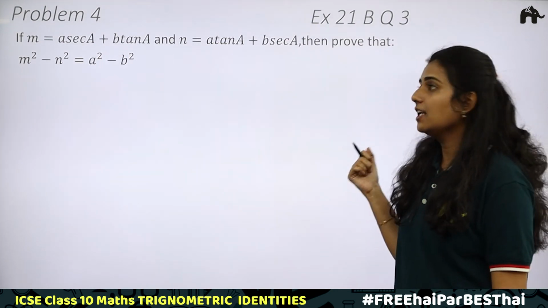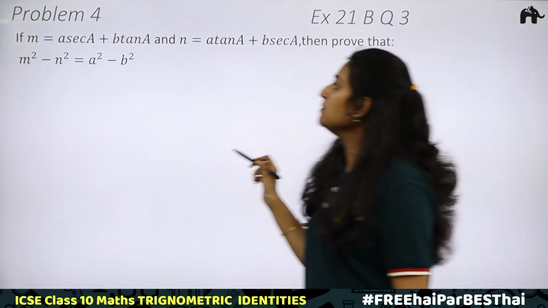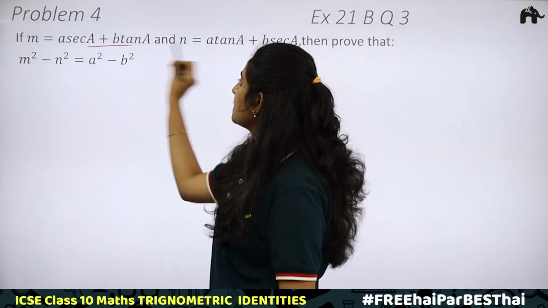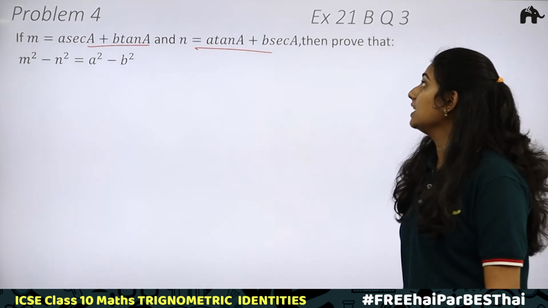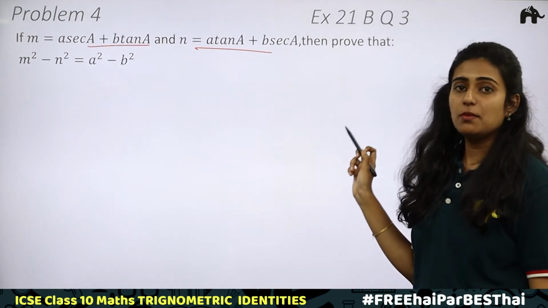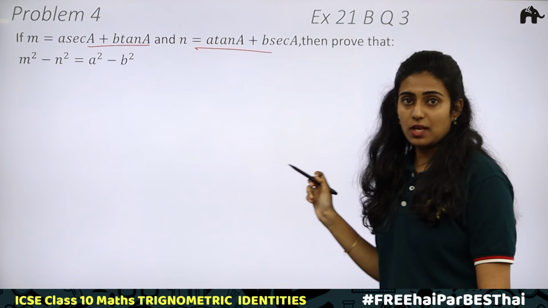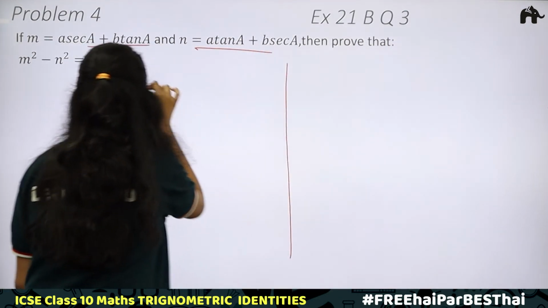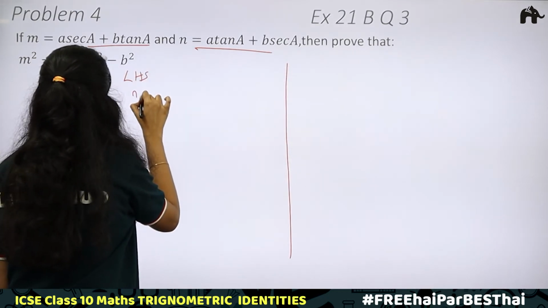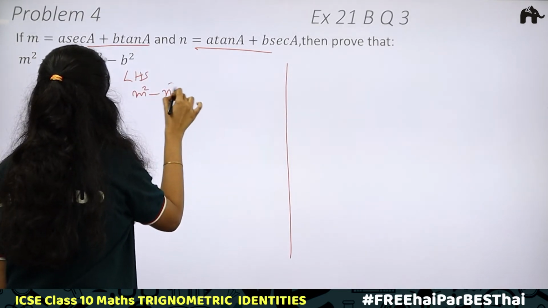Here we have sec and tan. If m is equal to a sec A plus b tan A and n is equal to a tan A plus b sec A, then prove that m square minus n square is equal to a square minus b square. Here we'll be starting from LHS. LHS we have m square minus n square.